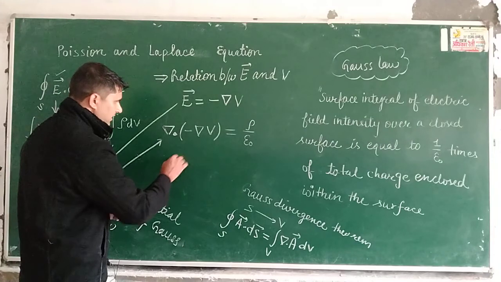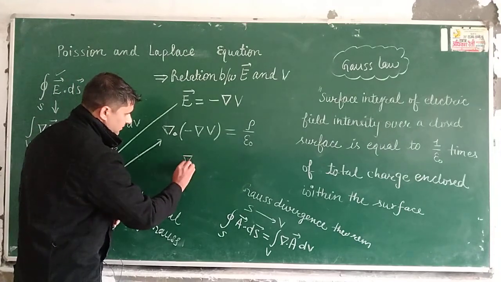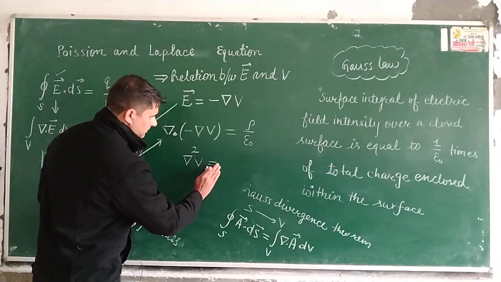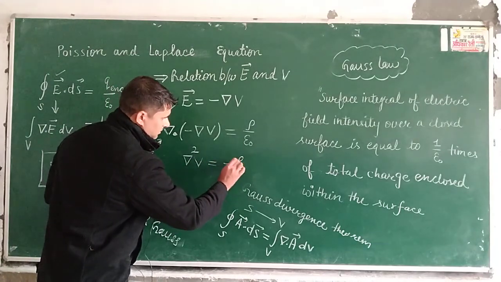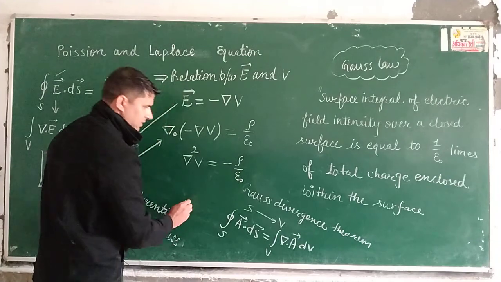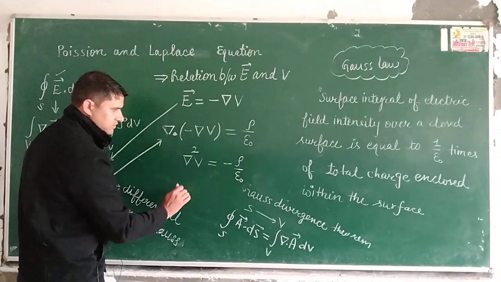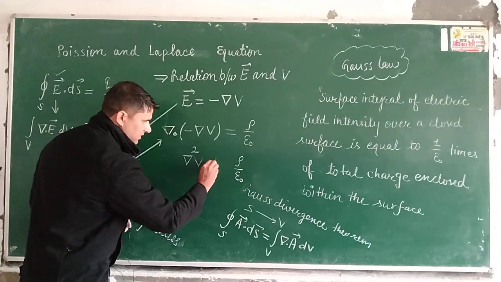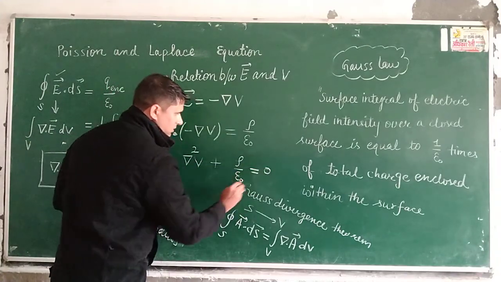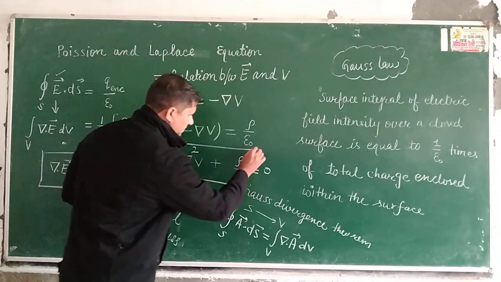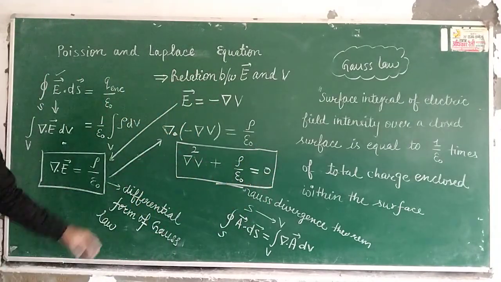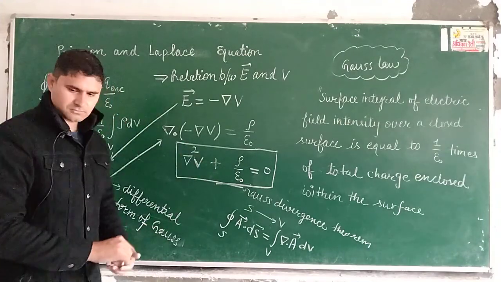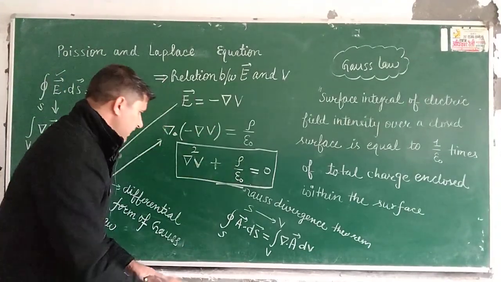So if we rearrange this, then we will get del square V is equal to minus charge density by epsilon naught. Or if you rearrange this equation, take it to the left hand side, then you can write it as del square V plus rho by epsilon naught is equal to 0. So this equation is known as the Poisson equation.